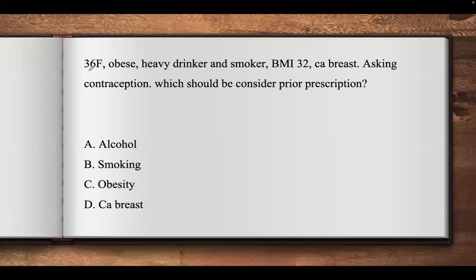Next question: this is a 36-year-old female, obese, heavy drinker, and smoker. BMI is 32, carcinoma breast, asking for contraception. Which should be considered prior to the prescription? Alcohol history, smoking history, obesity history, or carcinoma breast.